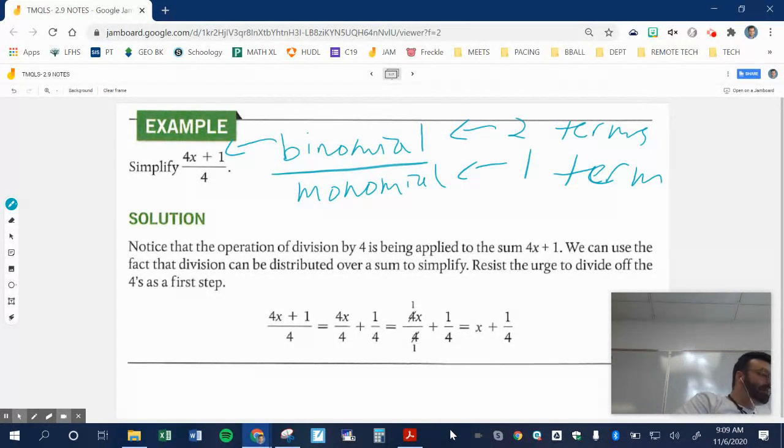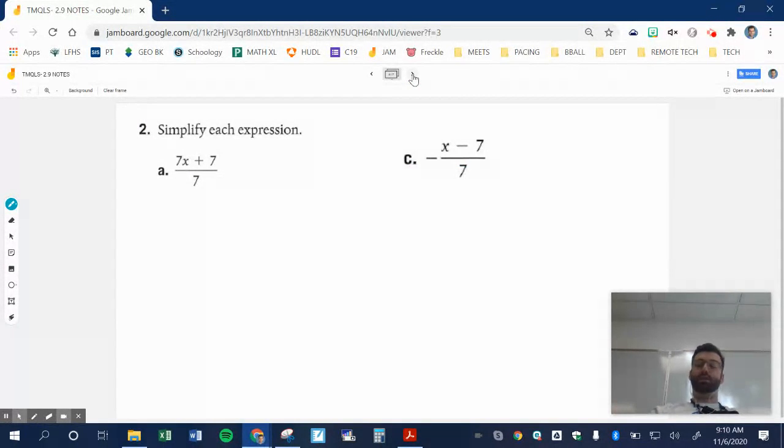Okay, so what's next? When you see something like this, a binomial divided by a monomial, 2 terms divided by 1 term, as long as there's only 1 term in the denominator like this, I can split it like this. So it's 4x over 4 plus 1 over 4. Well, why would we do that? I would do that to simplify, because the 4's will cancel out, so it's just x plus 1/4. That's a little bit easier to do mathematically. That's a little bit easier on ourselves. Same idea here with part A. We're not going to do part B. B and C are very, very similar.